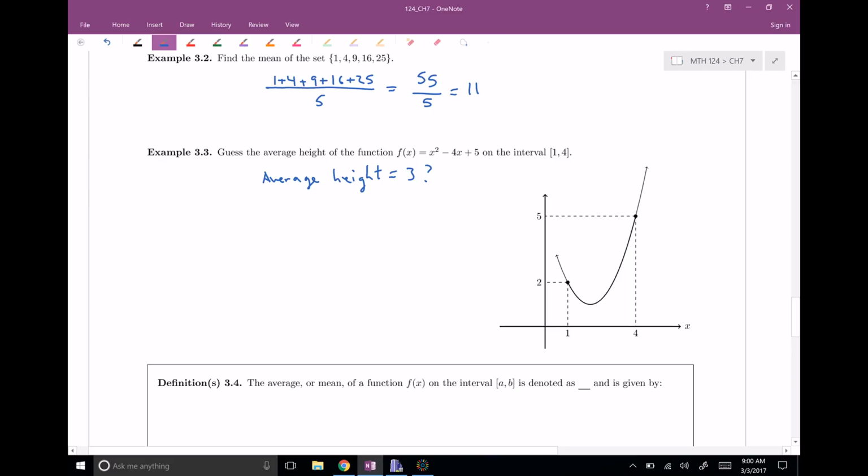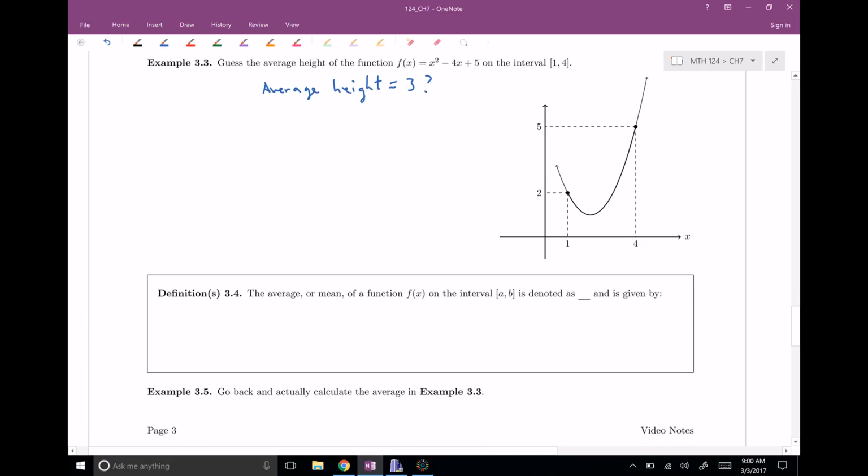Again, this is just a guess, but the claim is we can use calculus to figure out the answer to this. So we have defined here the average or the mean of a function. And really this means the height of the function, the y values of the function, on the interval from a to b. So in our case up above here it was 1 to 4. And just as before, we're going to denote this as f with a little bar over it. And it is given by, so this average is equal to, this integral from a to b of f of x dx. And then out here, so this would just be the area under the curve.